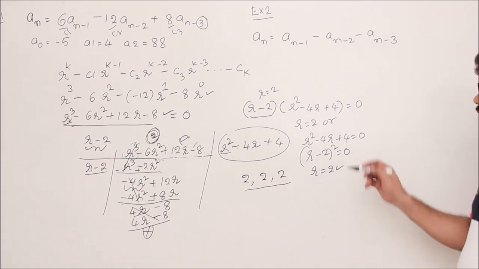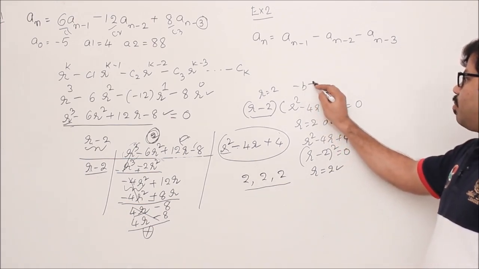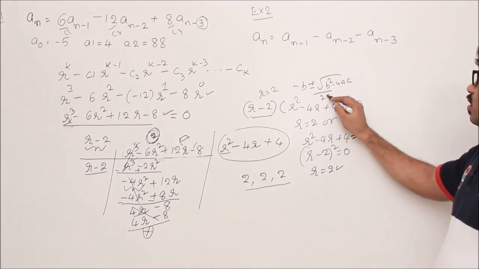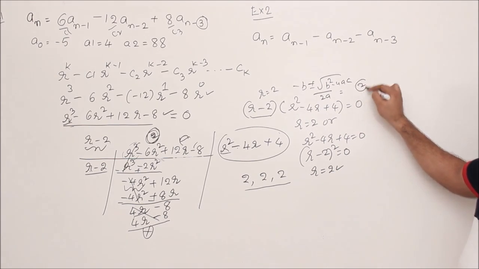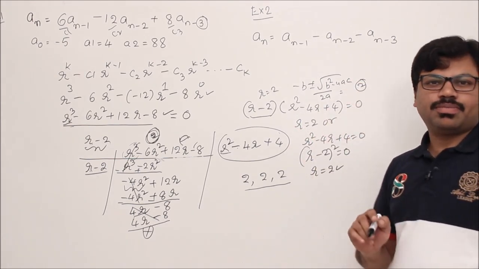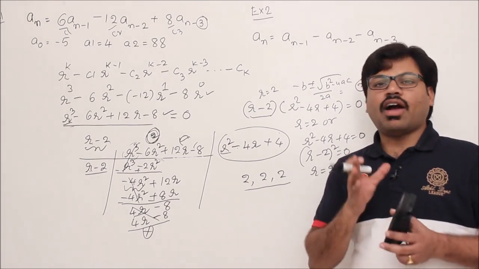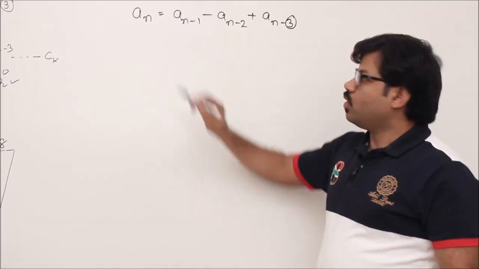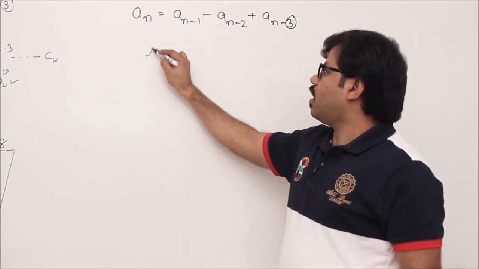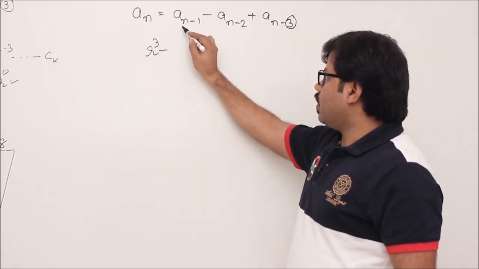Understand? Otherwise here you can apply the formula minus b plus or minus square root of b square minus 4ac by 2a. Then you get 2 as the answer. You get 2's, so finally this equation has three 2's. So this is about identifying the characteristic roots. So one more equation, this one. Here the order is 3. Then the equation is r cube minus constant 1. This is c1.